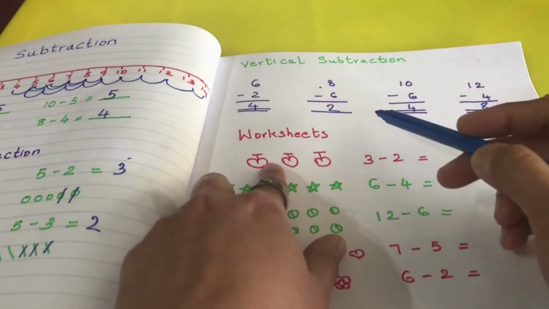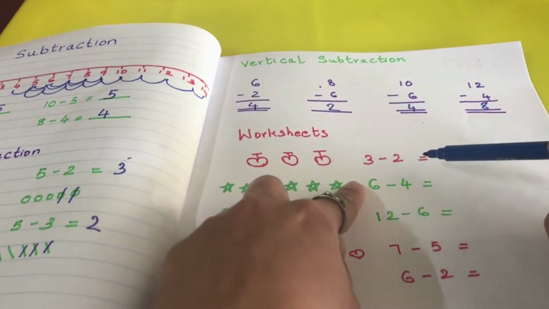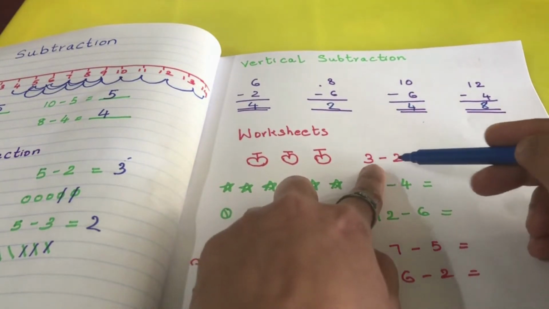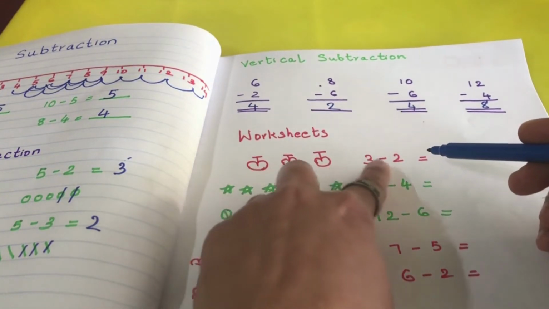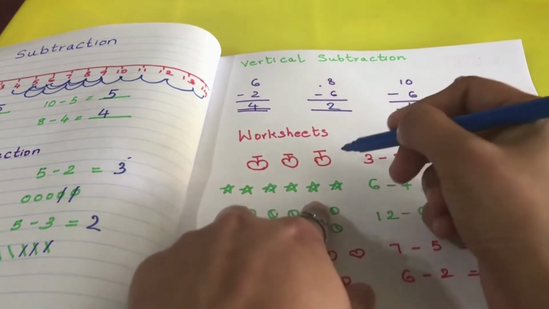Now let's move on to some worksheets to practice subtraction. The first equation is 3 minus 2. So what I did is I drew 3 apples. So minus 2 means you have to cancel 2.